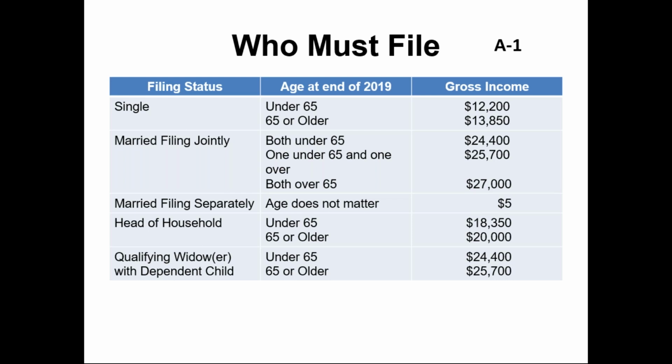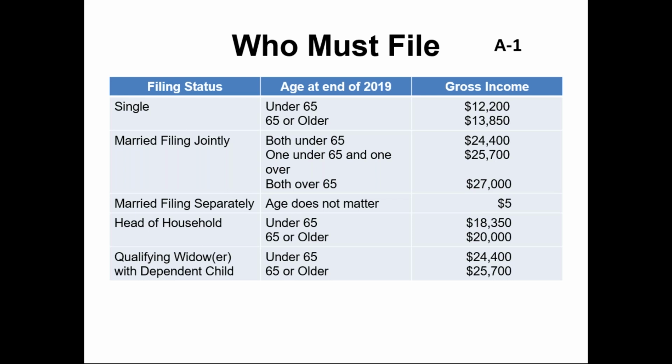How about if you have Janet and Henry, who are married? They're going to file jointly this year. She is 67, he is 65, and their gross income was $19,800. They're not required to file. So they would not necessarily need to file an income tax return, but we'll talk about a couple situations where they might need to.